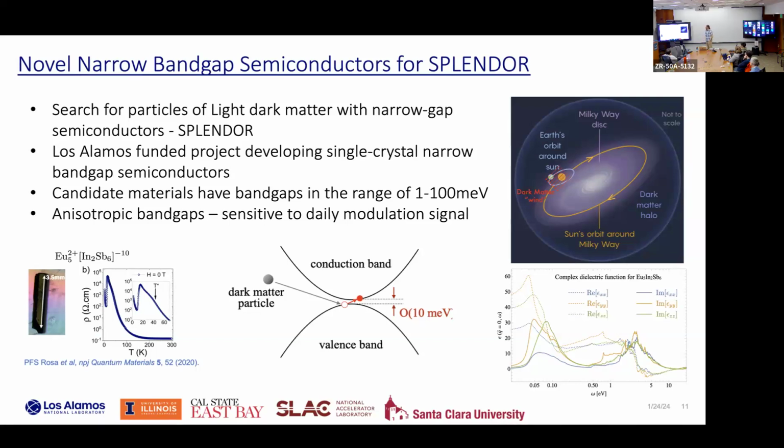What's interesting about these materials is the band gaps are also anisotropic, which means the band structure is different depending on the crystal orientation relative to the thing you're trying to measure. The reason that's interesting is that as the Earth is orbiting around the sun in this halo of dark matter, the direction that the dark matter impinges on the detector will change. And if your response function is different depending on that direction, you'll see a modulation signal if there were to be a dark matter signal there.